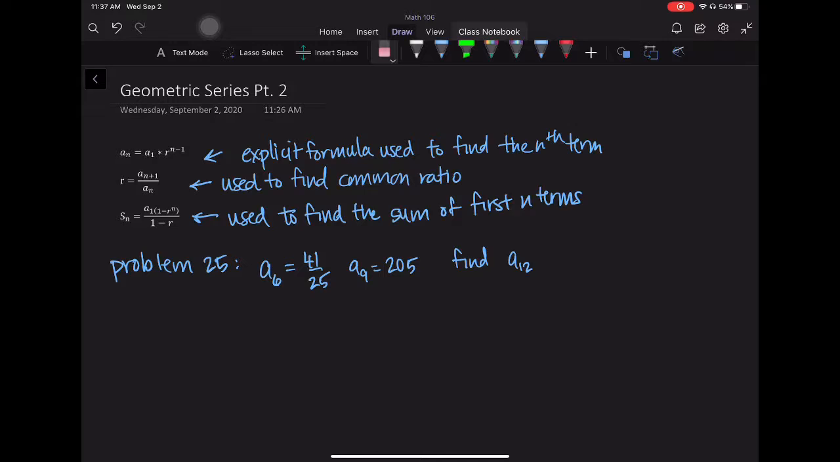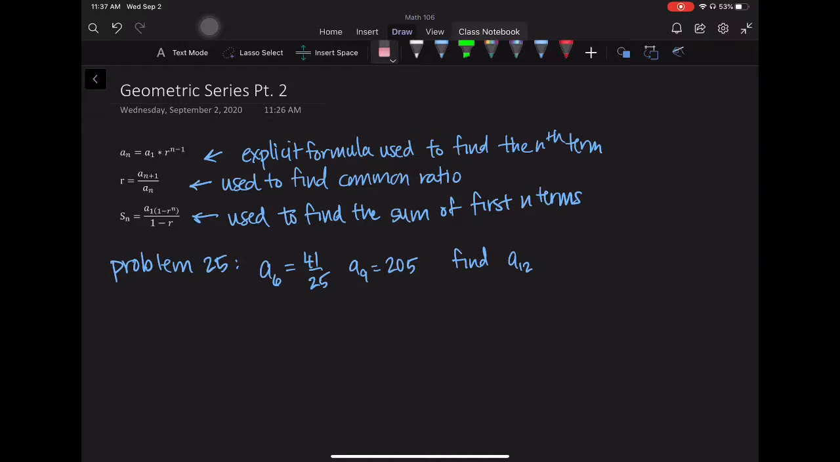There are three formulas that pertain to geometric series. Actually, there's four. You can use a recursive series, but I didn't write it down. The first one is the explicit formula that you can use to find the nth term. So if you're trying to find the 12th term or the 15th term, you can use this formula, as long as you know the first term and the common ratio. Second, this is used to find the common ratio, when we're talking about two consecutive terms. The third is when we are trying to find the sum of the first n terms.